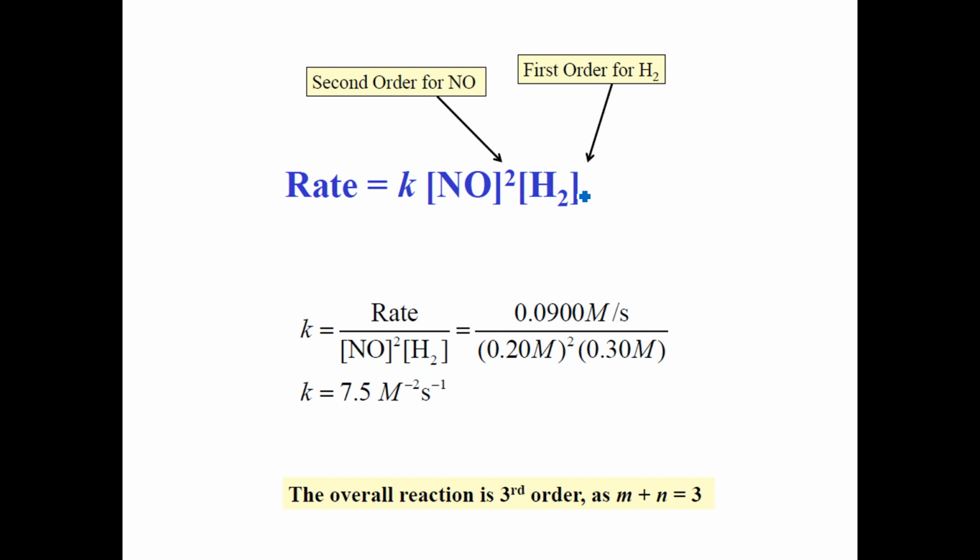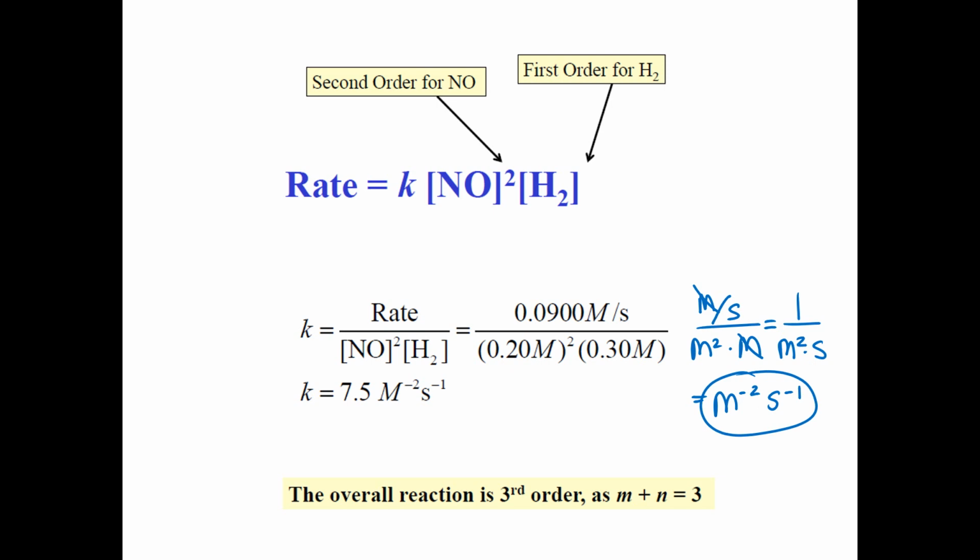So here's our rate law. You can see NO is second order, H2 is first order, and in order to solve for the value of K, I can rearrange this equation to solve for K. I'm going to plug in some numbers from my data table, and when I pay attention to units, notice I will end up with molarity per second divided by molarity squared times molarity. So one of those molarities cancels out, and what you're left with is 1 over molarity squared times second. Another way of writing that is molarity^-2 second^-1. That just means the inverse of the molarity squared. So you could write it this way or this way, either one is fine.